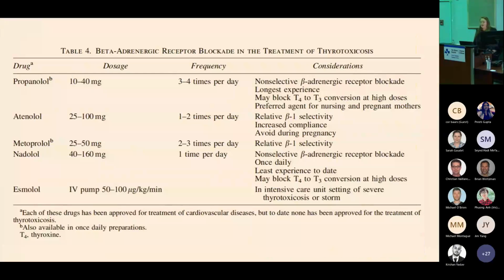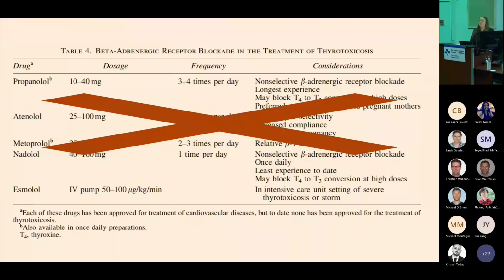And so ultimately, in the guidelines, it says it's the fourth step, you should be giving beta blocker, but today I'm here to tell you that you shouldn't. If you have a thyroid storm patient, you should be avoiding beta blockade, especially in the context of being concerned about cardiogenic shock and pulmonary edema.